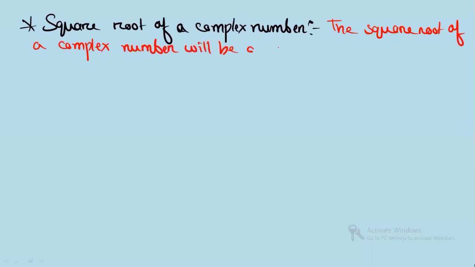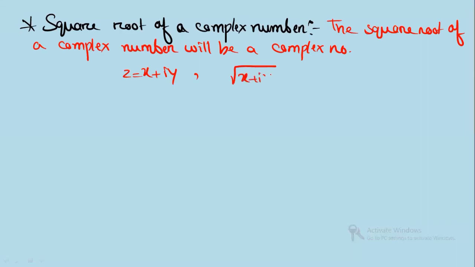will be a complex number. So if you write the complex number Z is equal to X plus iY, then the square root of X plus iY will be equal to A plus iB. That means it will be a complex number. So to find the square root, we need to find the values of A and B, right? So for this, we will do some simplifications and then we will get the values of A and B.